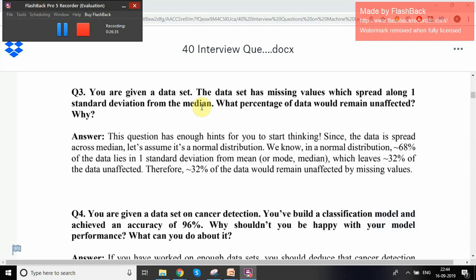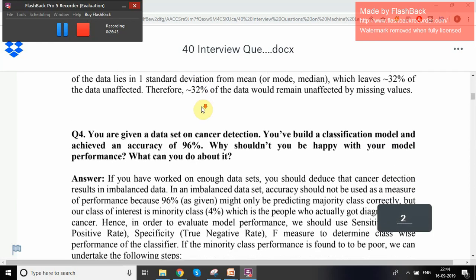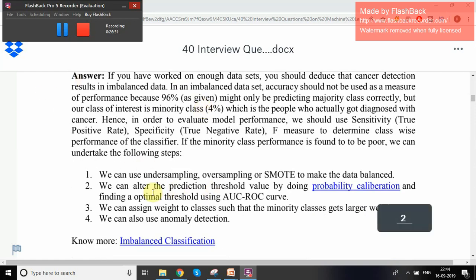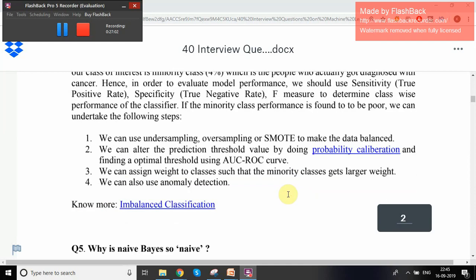Nice, interesting question. If a given data set is a cancer detector, and you have built a classification model and achieved an accuracy of 96%, why shouldn't you be happy with the model performance? What can you do about it? Sampling: we can use resampling, and we can predict by probability calibration, finding the optimum threshold using AUC and ROC curves. We can assign weight to the classes, giving the minority class a larger weight. It can also be used for anomaly detection.